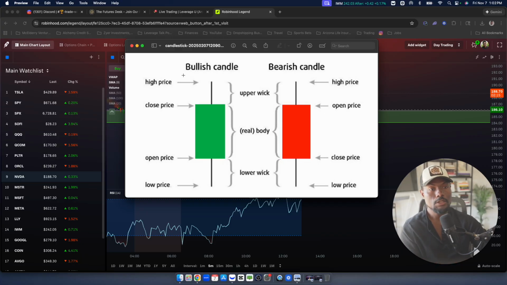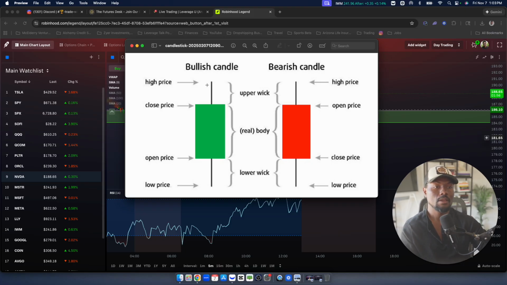All right, so let's look at this bullish candle here. I want to debunk some things, especially for beginners: just because the candle is green, and you'll see on the charts in just a second, does not mean enter calls. And it does not mean just enter puts just because a candle is red.